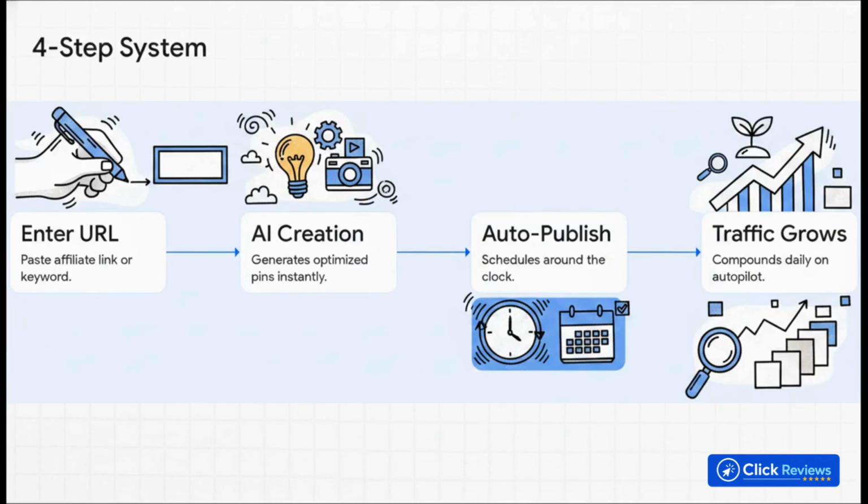All right, let's demystify the mechanics. Here is the exact step-by-step user journey, and it's a huge contrast to manual pinning. Step 1 is literally your only manual input. You just paste in an affiliate link, a blog post, an Etsy shop URL, or even just a niche keyword. That's it. Step 2 is where the engine takes over. The built-in AI automatically extracts the data, whips up scroll-stopping images and videos, and even writes SEO-optimized titles and descriptions. Boom.